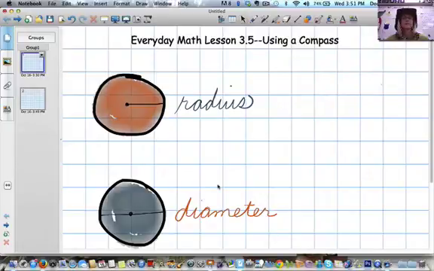So tonight's lesson is 3.5 on using a compass. First, let's take a look at the two figures, these two circles on the first page. Just a little refresher: the radius is exactly from the midpoint of the circle to any point on the edge of the circle. So that's the radius, and the radius is exactly half the diameter. The diameter is if I drew a line all the way through the circle, and the radius is half.